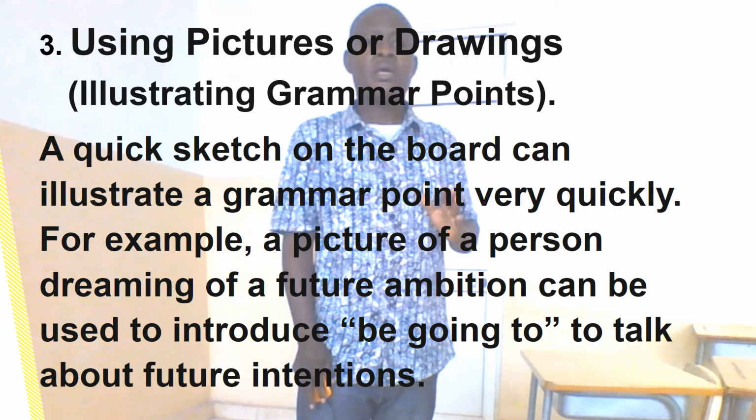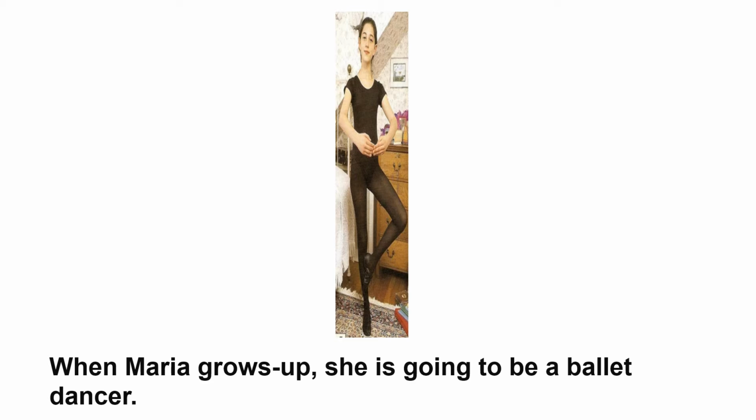3. Using pictures or drawings, illustrating grammar points. A quick sketch on the board can illustrate a grammar point very quickly. For example, a picture of a person dreaming of a future ambition can be used to introduce "be going to" to talk about future intentions. When Maria grows up, she is going to be a ballet dancer.